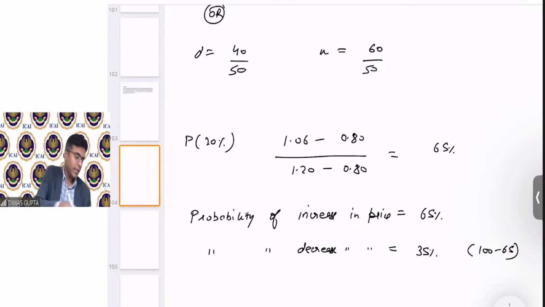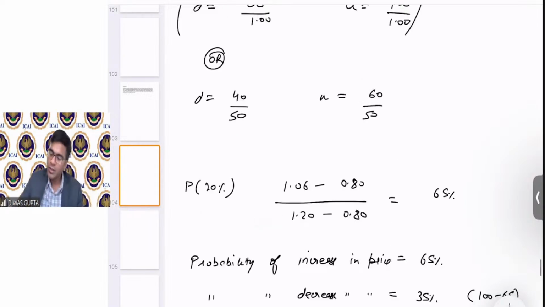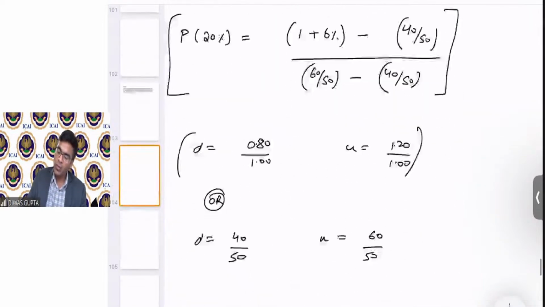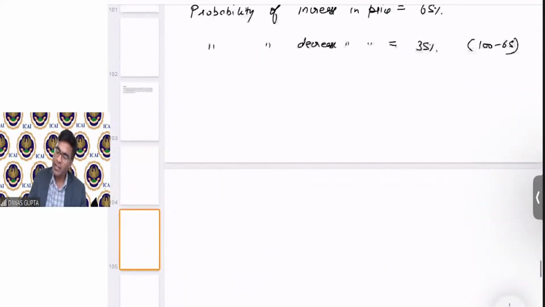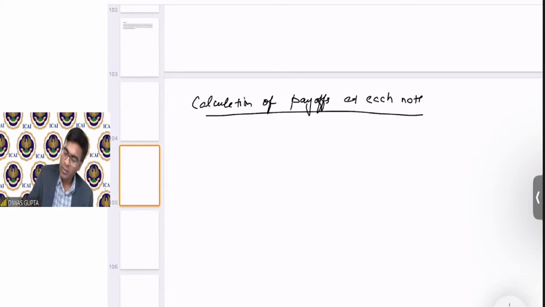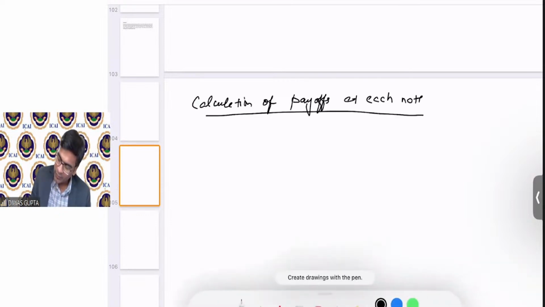Okay, so the first part is done. The first part of the question was this much, correct? Using a binomial option, calculate the probability of price moving up and down. This is done. Also draw a two-step binomial. That is also done. And payoffs at each node. Okay, now we have to calculate the payoffs at each node.